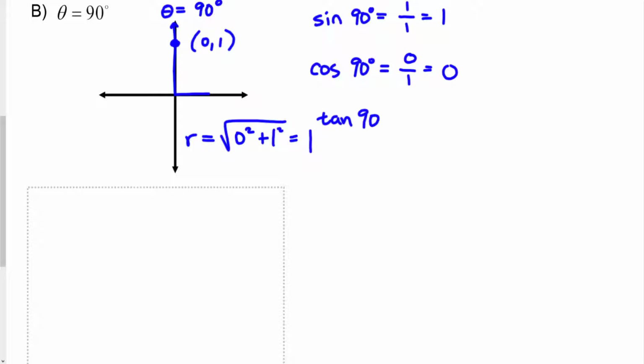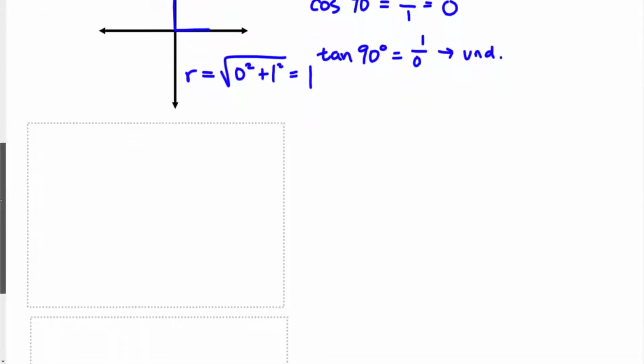Tangent of 90 degrees is y over x. So the y is 1, the x is 0. So we're in this situation again where tangent of 90 degrees is undefined. For the others, we have cosecant would be 1, secant would be undefined, and then cotangent would be 0. So you can verify those for yourself, but that's what's going to work out.